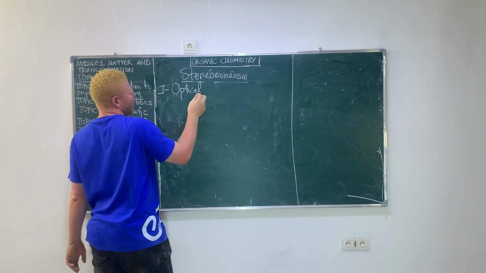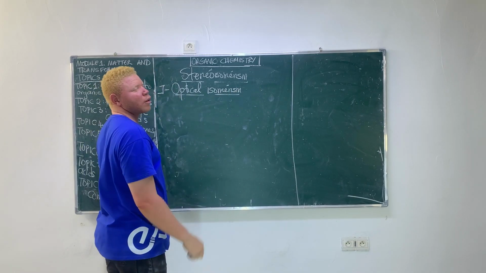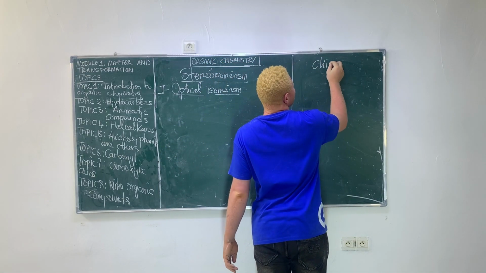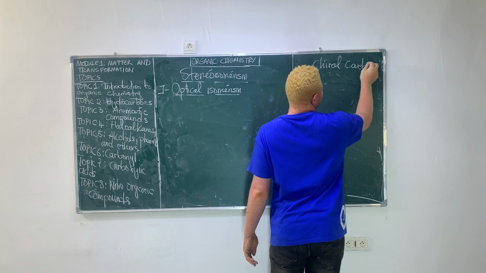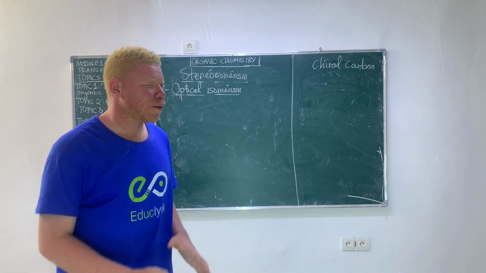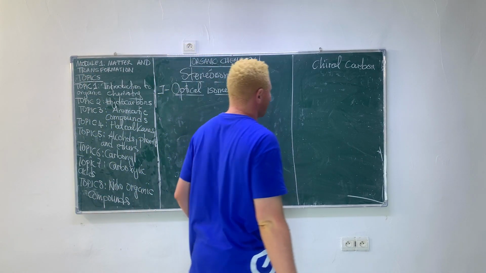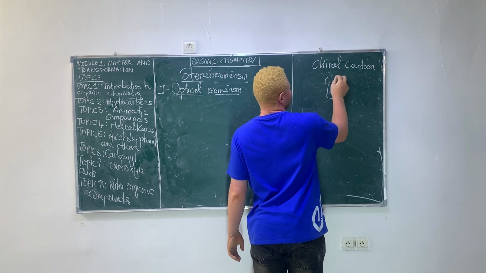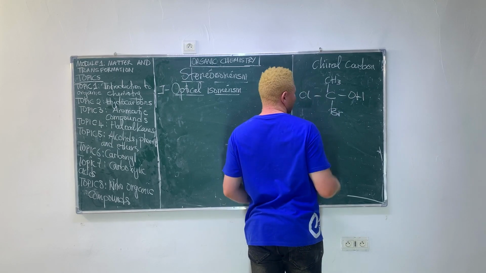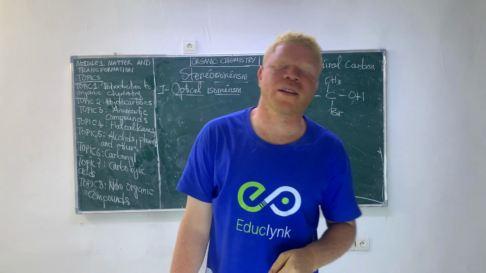For optical isomerism there should be a condition: the presence of what we call in chemistry a chiral carbon. What's a chiral carbon? The chiral carbon is a carbon that is surrounded by 4 different functional groups. So let me put an example of a chiral carbon: C, methyl, OH, H, Cl. In this case, you see that the carbon is chiral, or an asymmetric carbon.